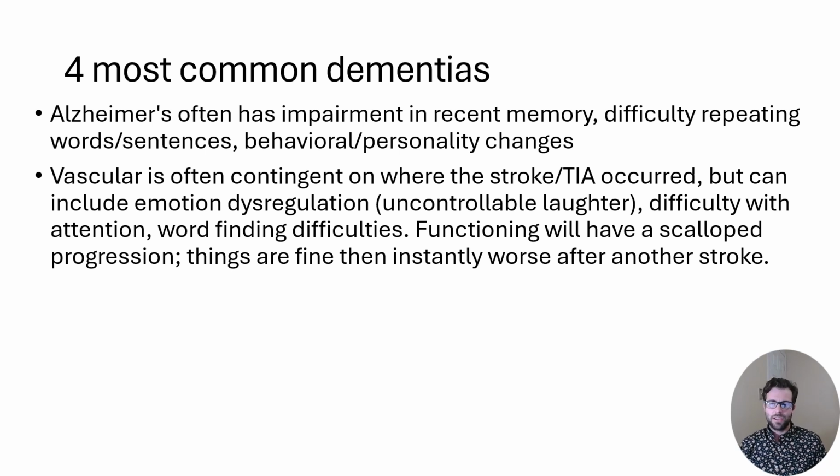But it typically includes emotional dysregulation like uncontrollable laughter, difficulty with attention and word finding difficulties. Functioning will have what's called a scalloped projection. So you'll be good, have another event, be bad, worse, be good, and then you only get worse after each stroke.